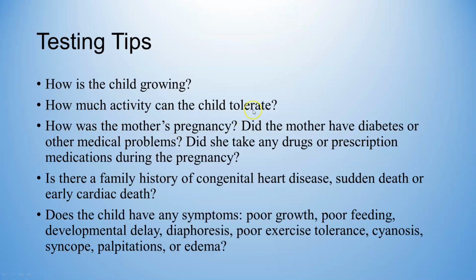We want to ask about the mother's pregnancy, about specific comorbidities. So you think if it's just pregnancy related, it's gestational diabetes. But our folks can have diabetes type 1 or diabetes type 2. They can have any other medical problem. We want to think about medications they would potentially be on for those comorbidities. So we're going to ask about both prescription and illicit drugs because those can have detrimental effects on the growth of an infant. Is there any familial history with cardiac issues?